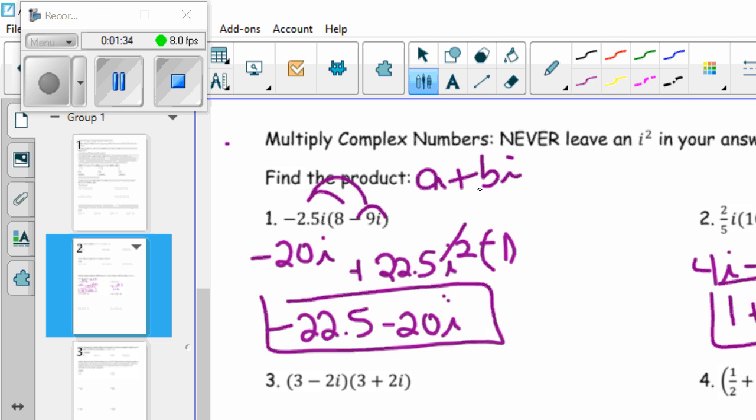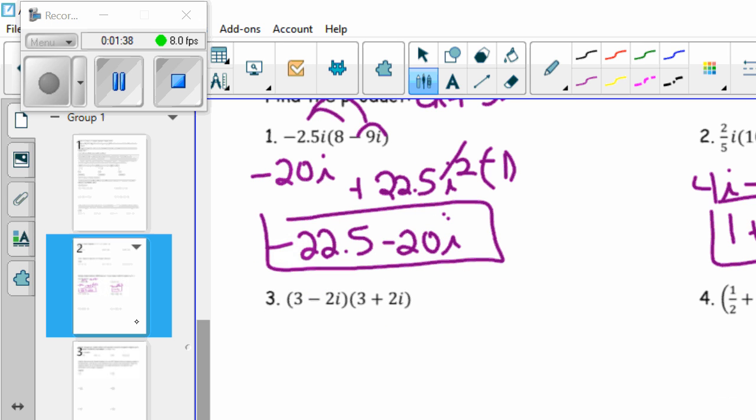That's our answer. Now number 3, okay, we want to FOIL this. You know, the FOIL means first, outer, inner, last. So 3 times 3 gets me 9. 3 times 2i gives me plus 6i. Negative 2i times 3 gives me negative 6i. Negative 2i times 2i gives me minus 4i squared.